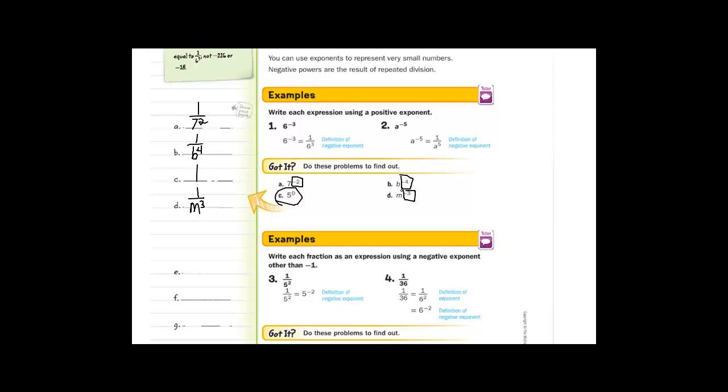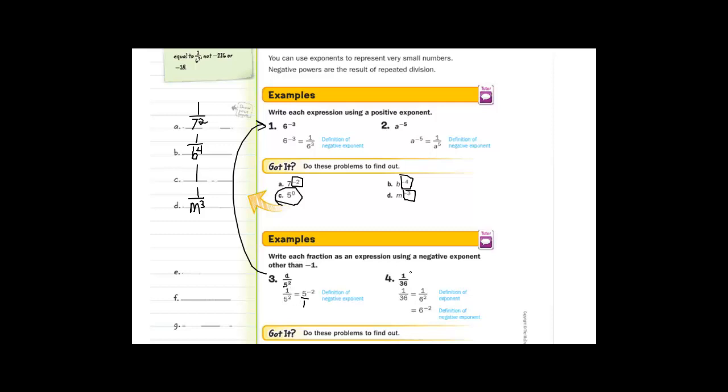Okay. Next examples. Write each fraction as an expression using a negative exponent other than negative 1. So if you've got 1 over 5 squared, this is the exact opposite of this one. This is saying it's already where it's supposed to be, and write it with a negative exponent. So if it's 1 over 5 squared, we can switch back and forth by taking the reciprocal. So 1 over 5 to the 2nd power, reciprocal of that would be something over 1, which we don't have to worry about writing the over 1 part. And the exponent changes signs once again. Anytime you take something from the bottom to the top or top to the bottom, the exponent will change.